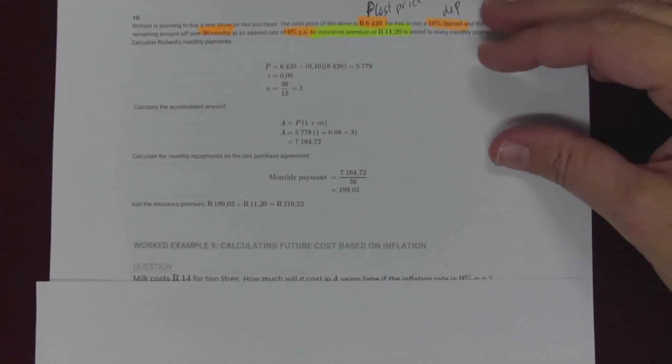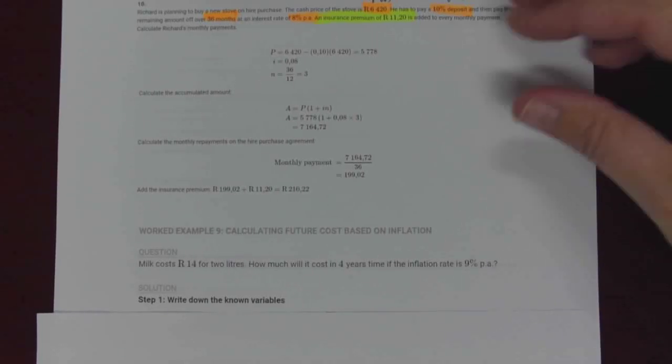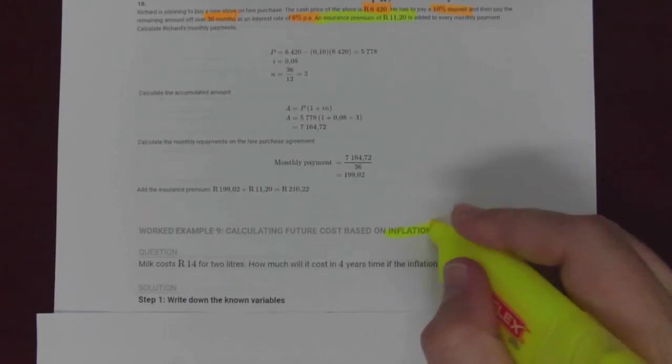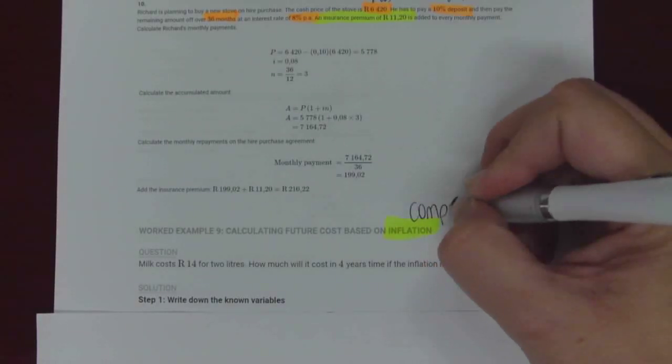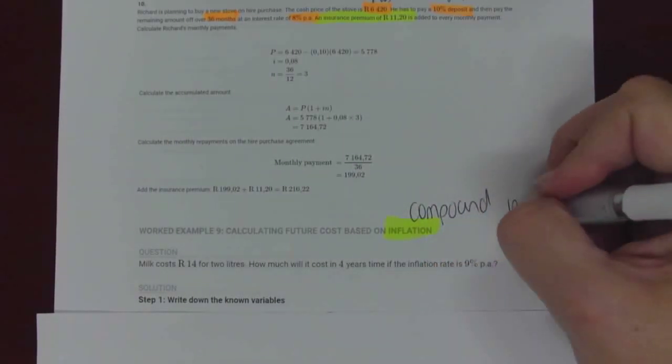Okay, so some inflation questions. Now remember, inflation is compound interest. So we can go into the future. What will something cost in 10 years' time? Or I can ask you to work back into history. What did your parents pay for a loaf of bread 10 years ago, for instance?